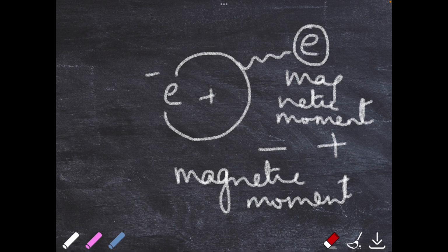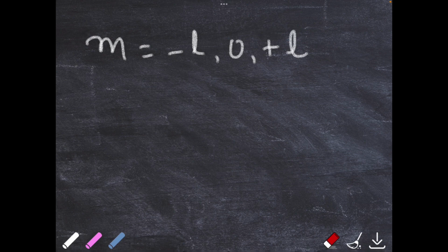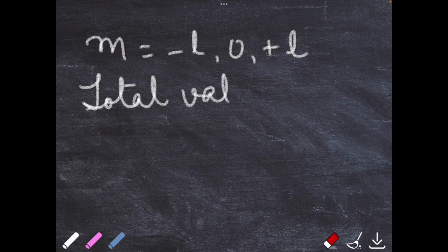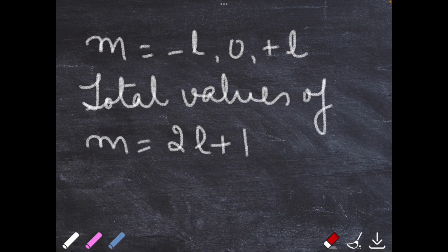And due to this, you have the magnetic moment quantum number. Now, magnetic moment quantum number m is equal to minus L to 0 to plus L. And the total values of m is equal to twice L plus 1. Let's see how.